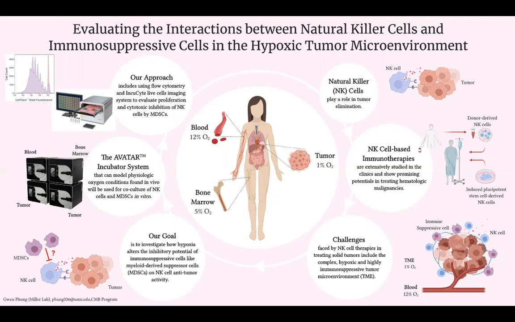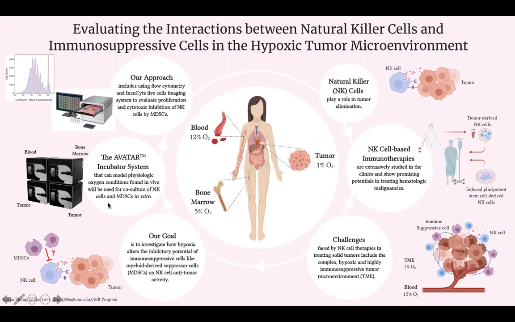And this is mainly due to the challenges faced by NK cells within the tumor microenvironment, as pictured here, that is complex, is hypoxic, and is also highly immunosuppressive, meaning there are tumor-promoting cell types that live within the tumor microenvironment and they act against NK cells. A better understanding of the hypoxia-dependent mechanisms involved in the regulation of NK cell functions will be critical to improve NK cell immunotherapies that target solid tumors.